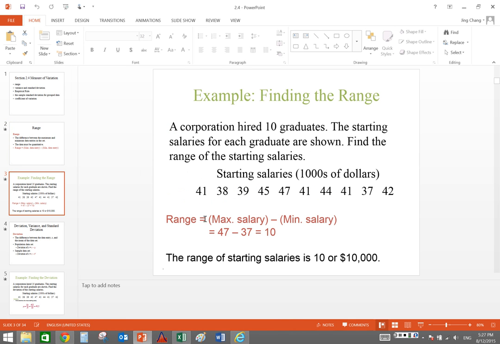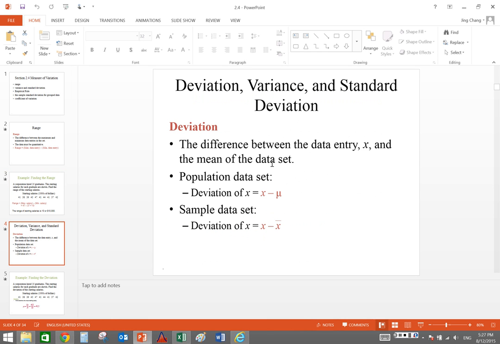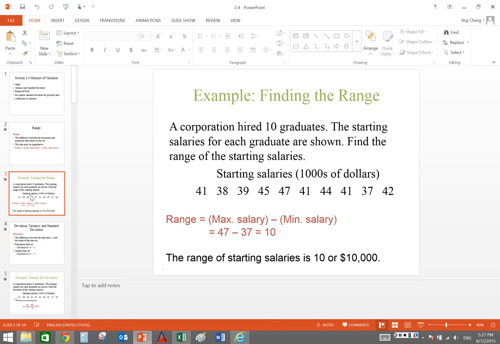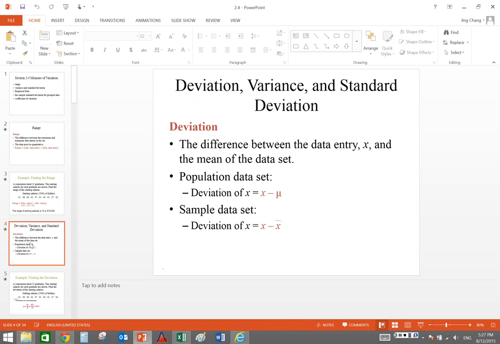Okay, this example shows how to find the range manually, very easy. But range does not tell us the detail, it only tells us the spread, like what's the difference between the largest value and the smallest value, and that's it. It ignores the details. So we use variance and the standard deviation more commonly than range when we want to describe the variation.